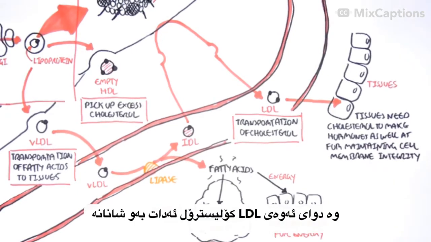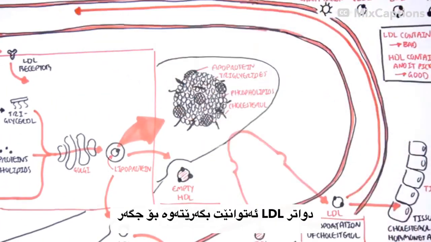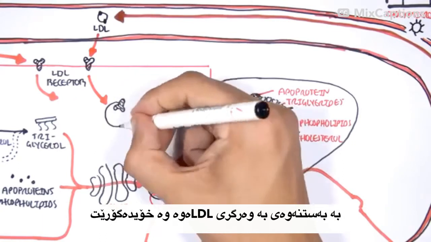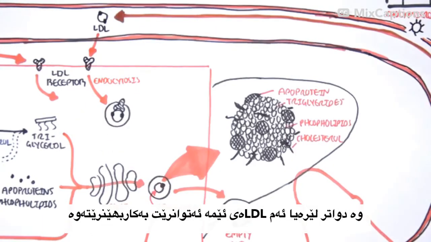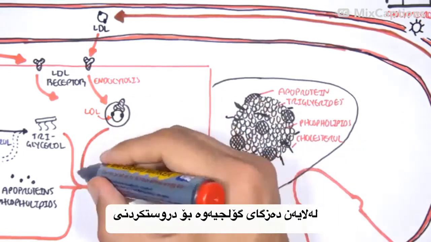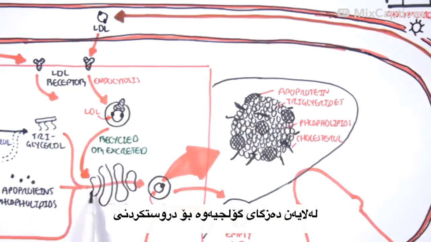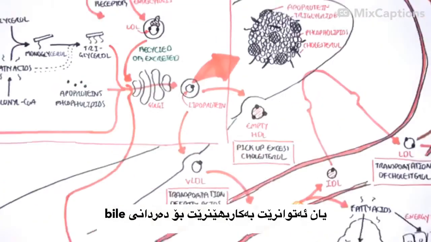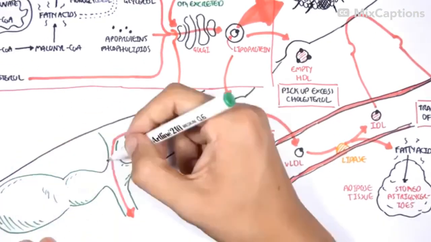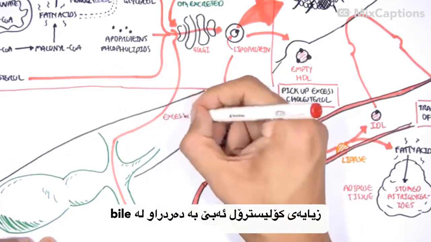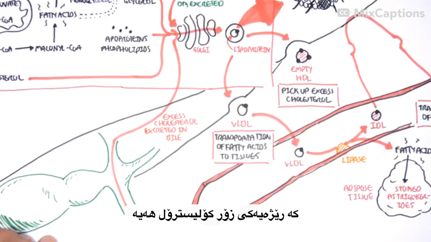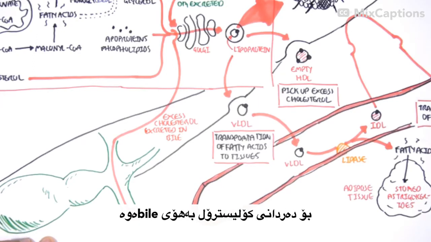After LDL gives these tissues cholesterol, LDL can then return to the liver by binding onto LDL receptors, and it gets endocytosed. So here we have our LDL. The LDL can then either be recycled in the Golgi apparatus to make more lipoproteins, or can be excreted through bile. Excess cholesterol gets excreted in bile because the body knows when there is a lot of cholesterol, and so this is one way of excreting cholesterol through bile.